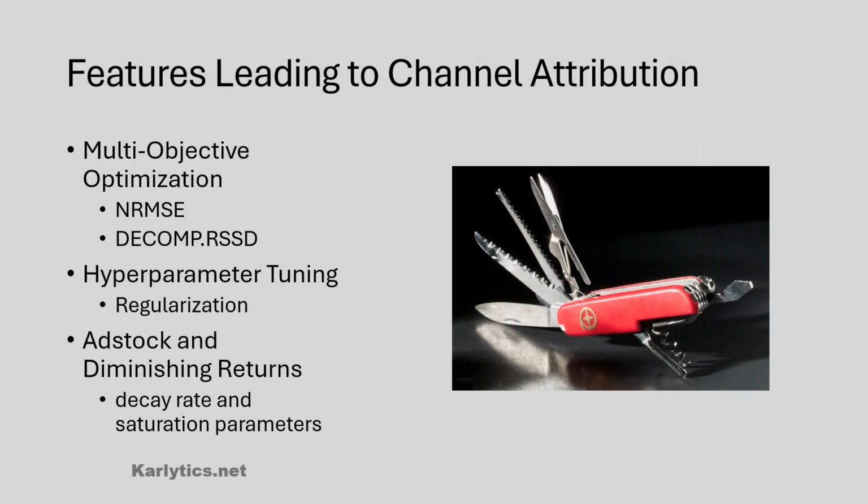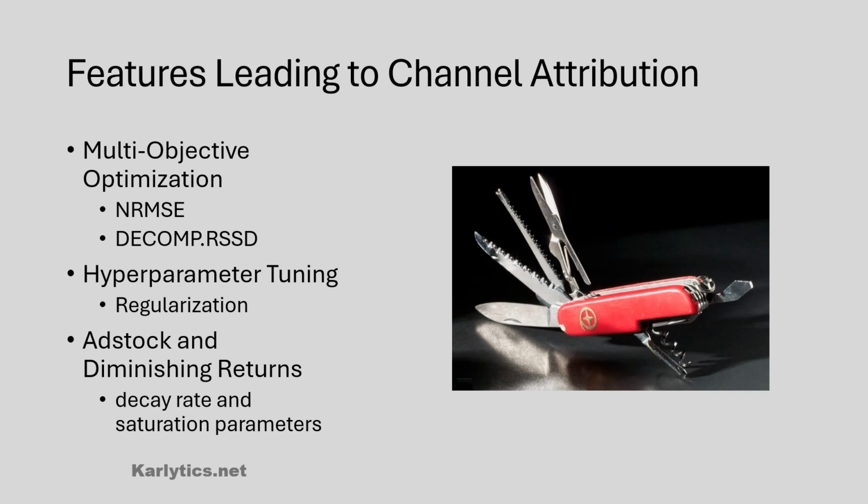Three key features of Robyn media mix modeling are multi-objective optimization, regularization, and diminishing returns. Let's break down each feature and its significance. The multi-objective optimization uses a normalized root mean square error and decomposition root sum of square distance. This decomp RSSD is Facebook's way of accounting for business logic.